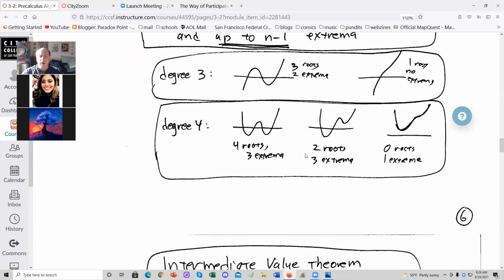If you have degree 4, with therefore 4 roots, and in this case 3 extrema, 1, 2, 3. But here's another degree 4 polynomial where 2 of the roots disappeared. It has only 2 roots, but it still has 3 extrema. And if we lift it up a bit more and straighten it out a bit more, here's a polynomial with no roots and 1 extreme value.